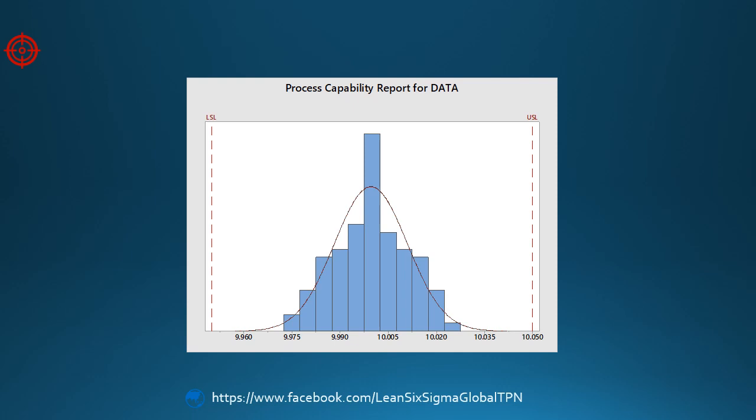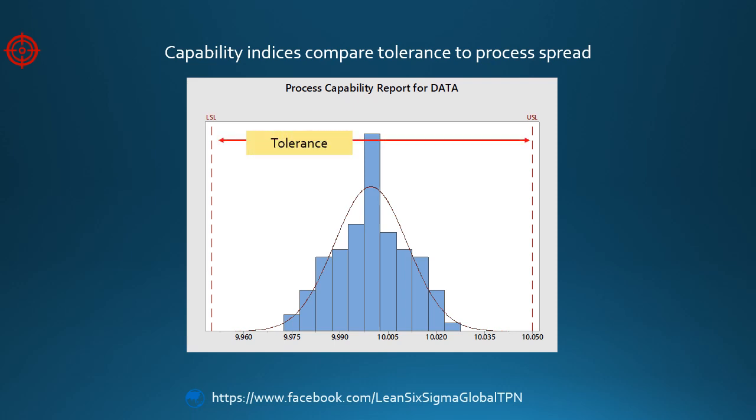In this section, we'll use capability indices for variables data to answer this question. The capability indices in this section are ratios that compare the tolerance to the process spread. The tolerance is the width of the specification limits. The process spread is the actual variability in the process.